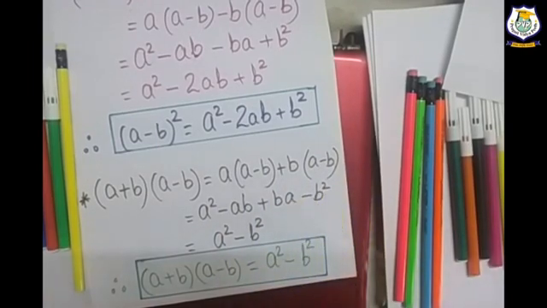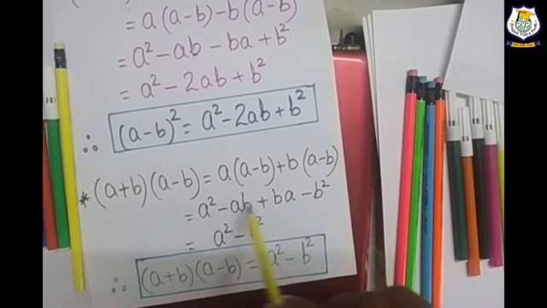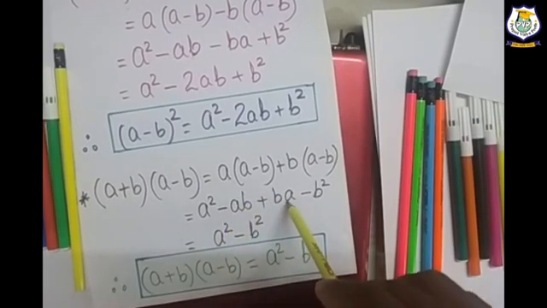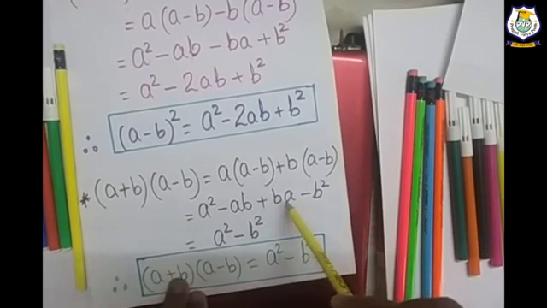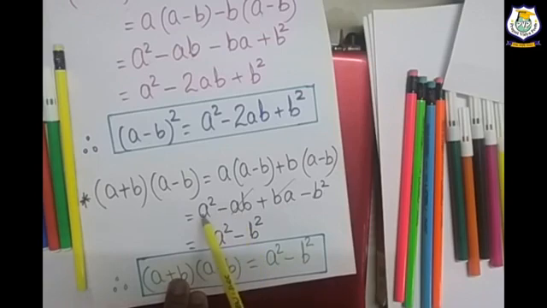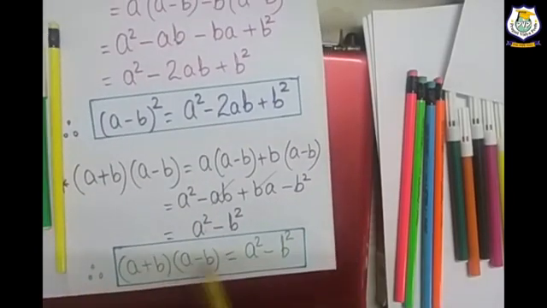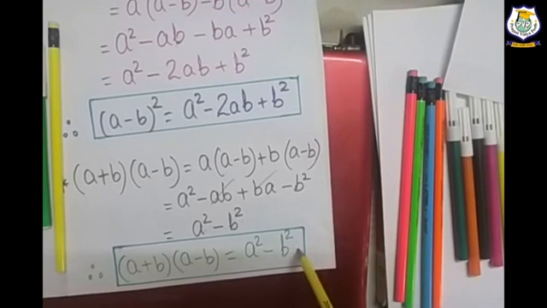Now please pay attention. Minus ab and plus ba are both the same terms but with different signs. The first term has a negative sign and the second term has a plus sign. So these terms get cancelled. So we have only a square minus b square. That's why this identity only contains two terms. When a plus b is multiplied by a minus b, we get only a square minus b square.